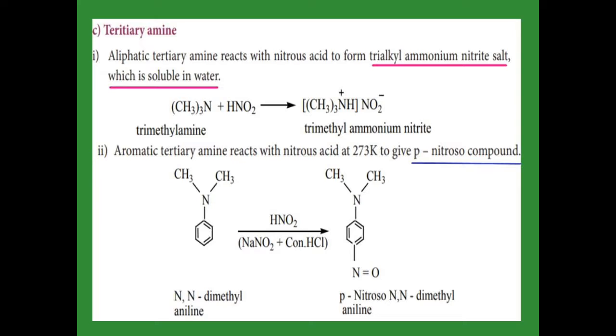See that in the para position we have N double bond O. It is called nitroso, and then the nitrogen is attached with two methyl groups, so it is N,N-dimethyl, and then benzene containing nitrogen means it is an aniline.